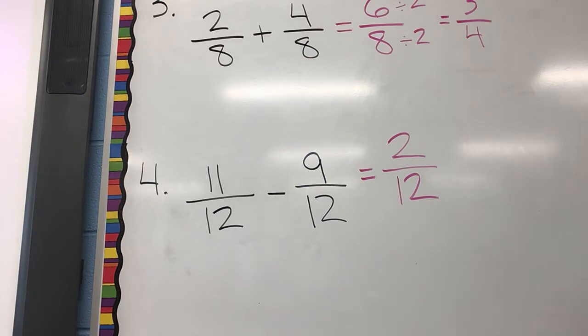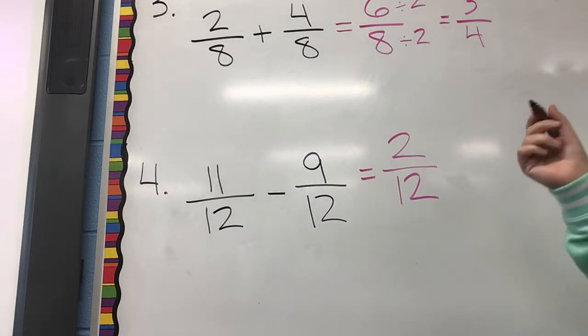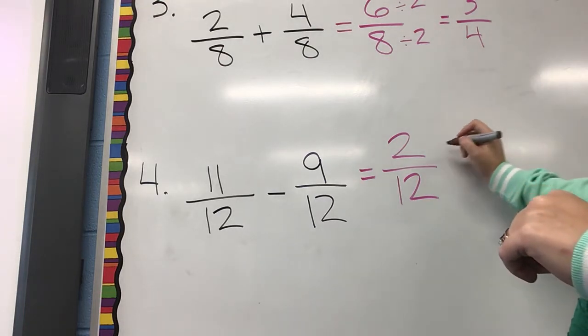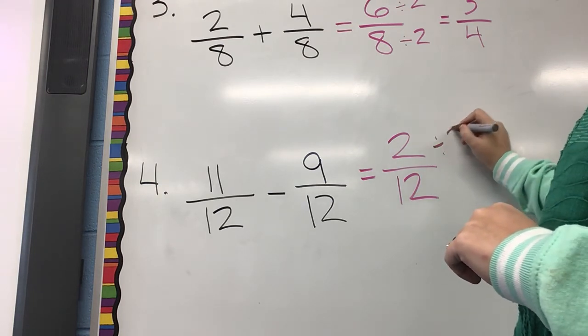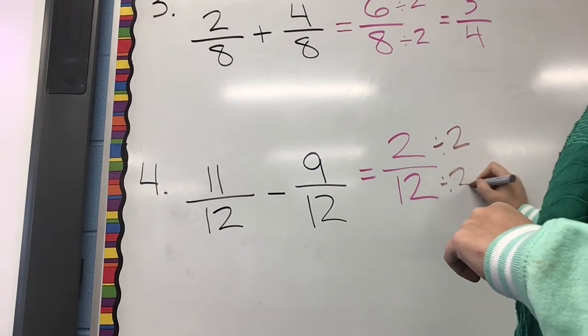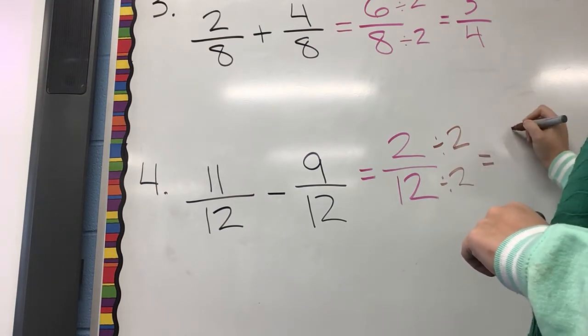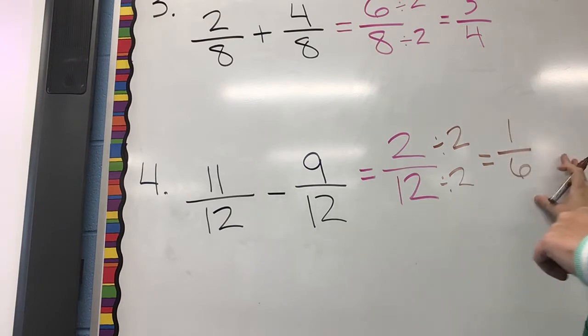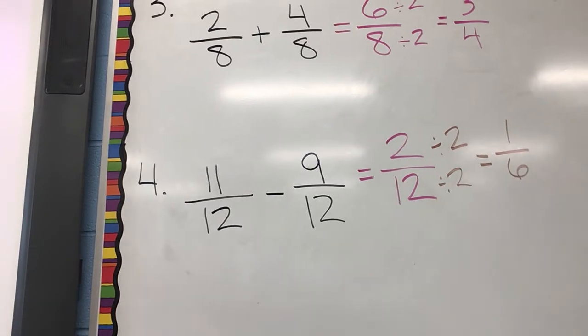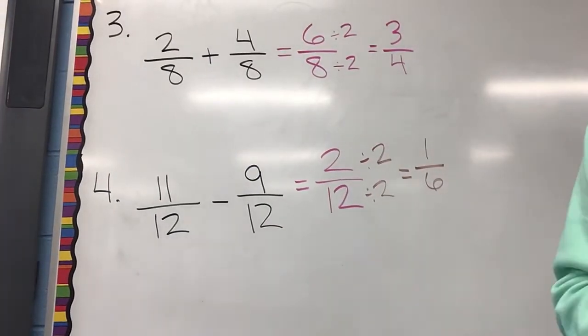All right, what could I use as a common factor here to divide? Max? You divided by 2. Very nice. What do you get? What's 2 divided by 2? 1. 12 divided by 2? 6. Can I simplify that anymore? No. Oop, it's too bad. So I am done there.